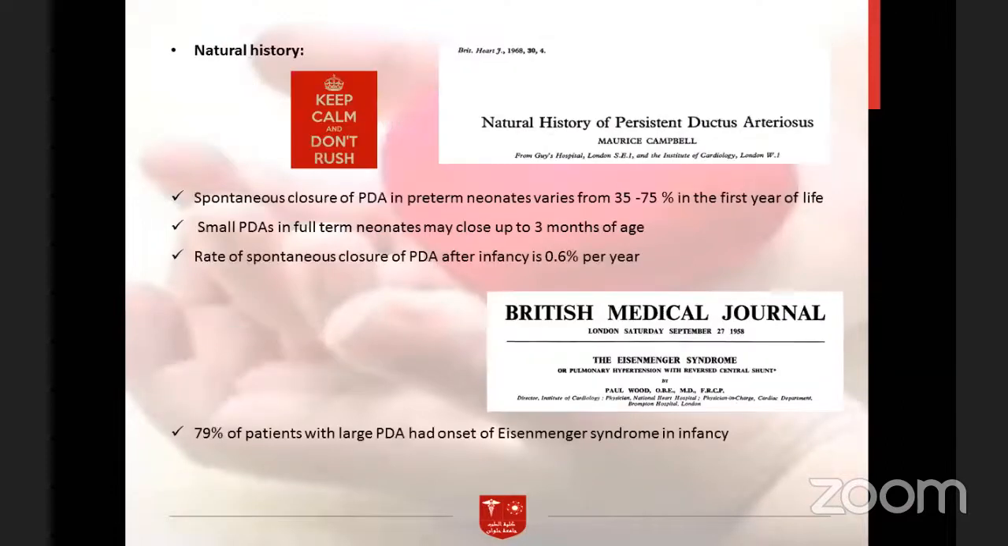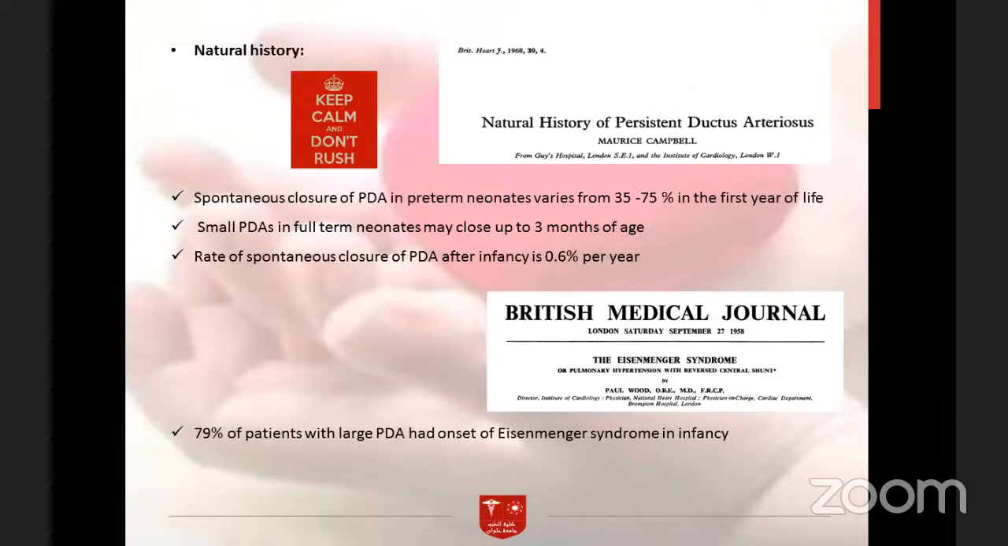PDA is usually benign, with spontaneous closure in preterm neonates varying from 35 to 75% in the first year of life. Small PDAs in full-term neonates may close up to 3 months of age, and the rate of spontaneous closure after infancy is 0.6% per year.